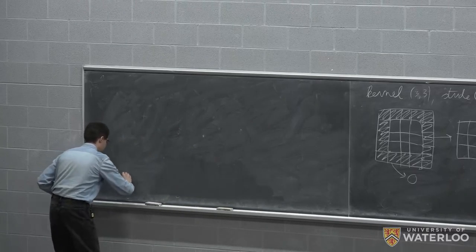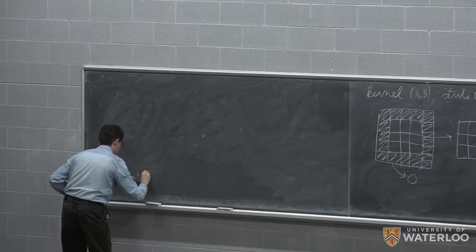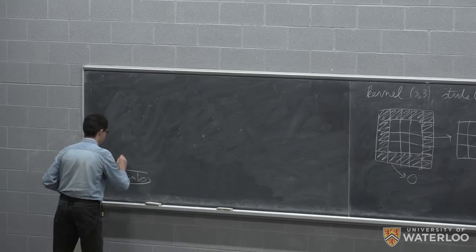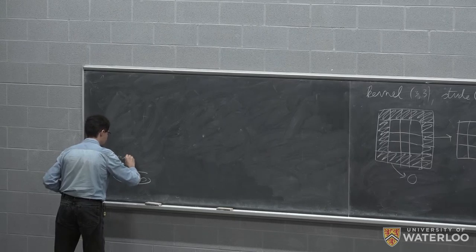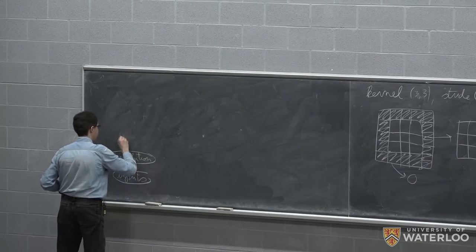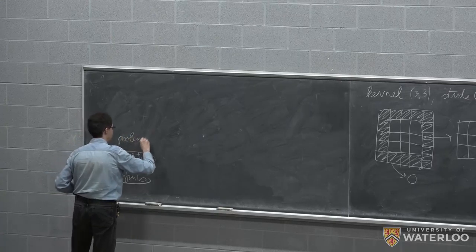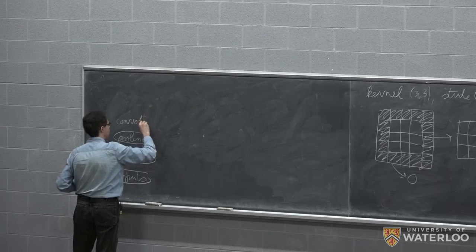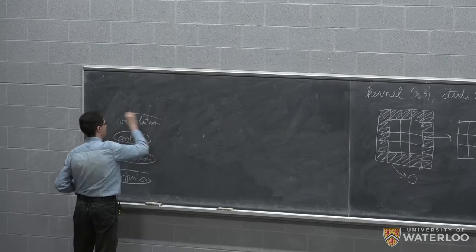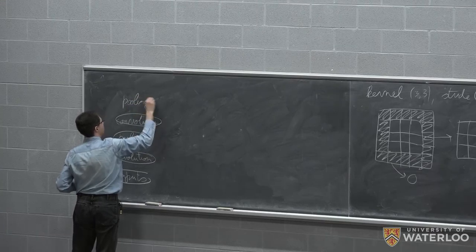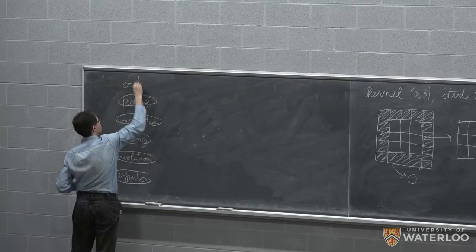Okay, so let's say I've got my inputs. And then convolution, pooling, convolution, pooling, and then output.